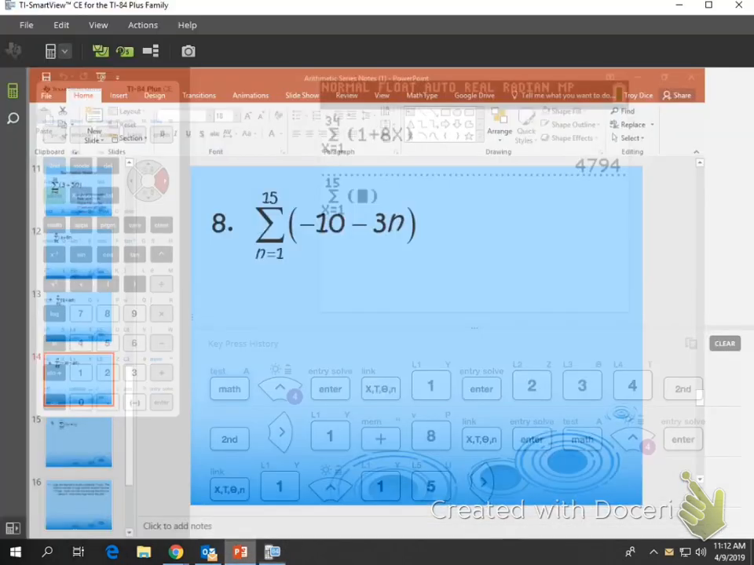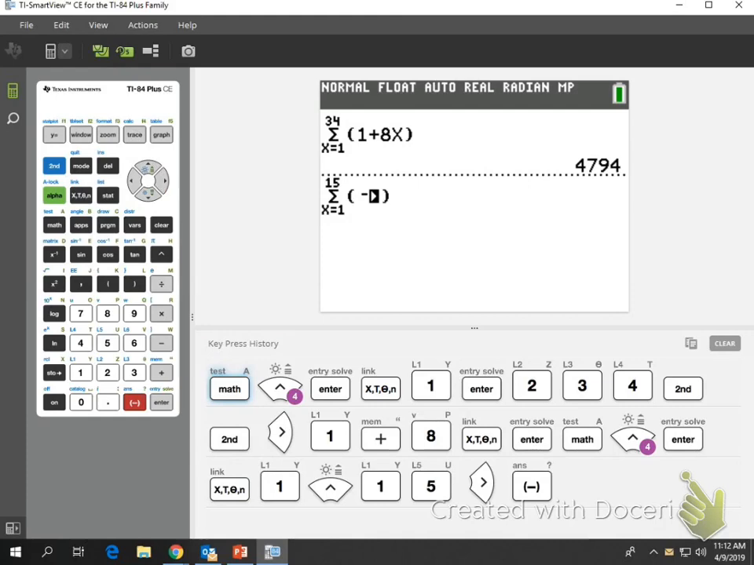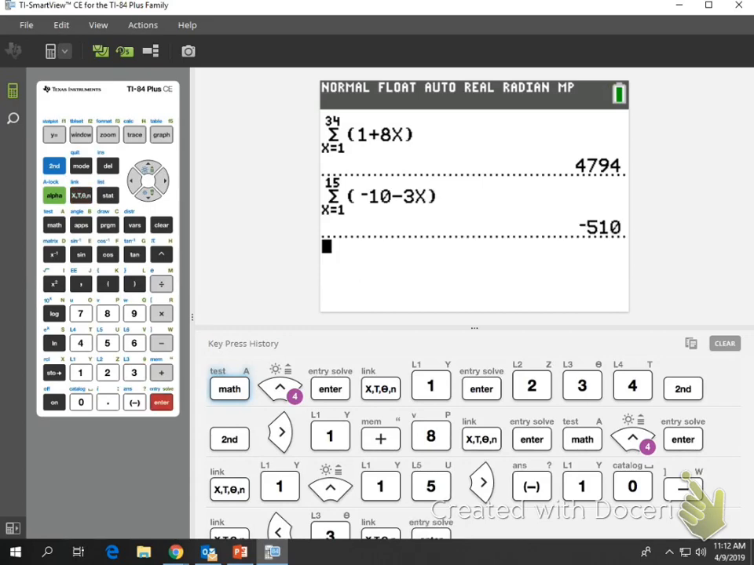What was my rule? Negative 10 minus 3n? It's under math, summation. Oh, I think I typed it wrong. 3x. Negative 5, 10. It's under math. Yeah, it's number 0. Good. Then I just use x instead of n. Makes life easy. There you go. Isn't that wonderful right there?